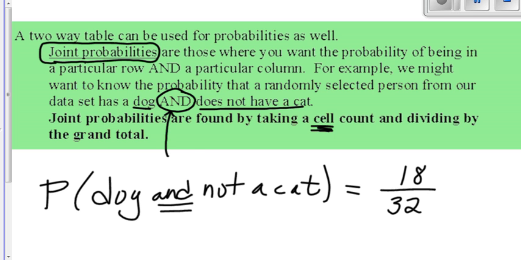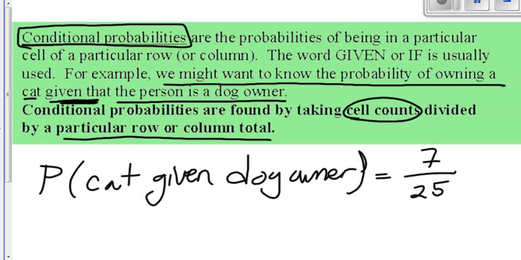the grand total, and the word here is "and," the key word in identifying it. Whereas in a conditional probability, you're going to have the word "if" or the word "given," and you're going to end up dividing not by the grand total, but by one of the row or column totals.